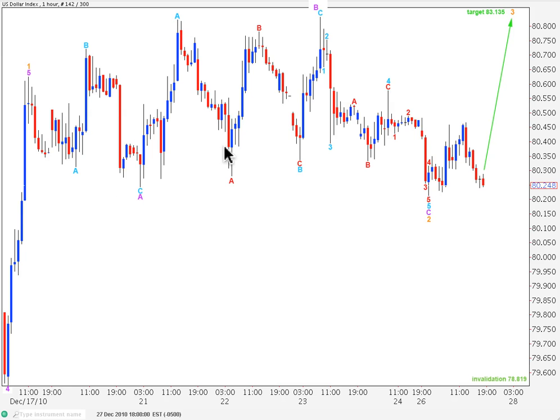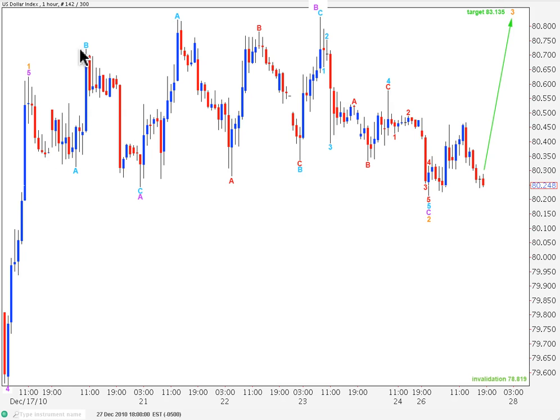Thereafter a 3-wave structure for B with a truncated C within it. That's one of the only problems I have with this wave count, and an impulse to the upside for wave C to end wave B of this expanded flat correction. This B wave at purple degree is a 154% correction of wave A purple, and wave C purple, if it was indeed over here, is exactly equal to 1.618 the length of wave A purple taken from its orthodox start to its end.